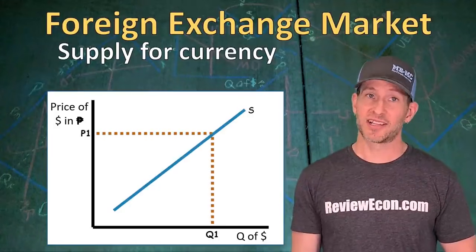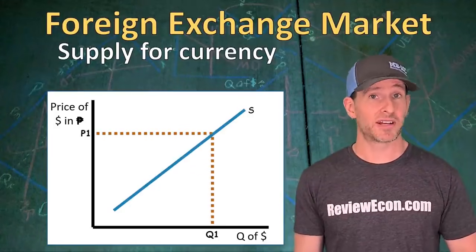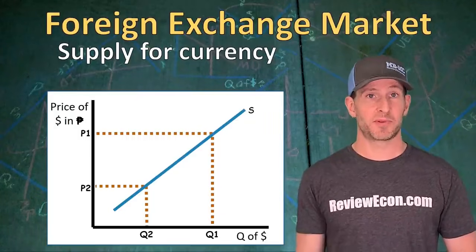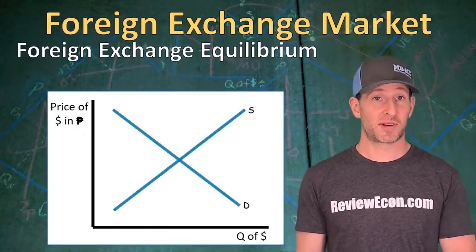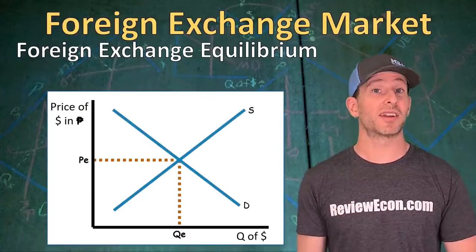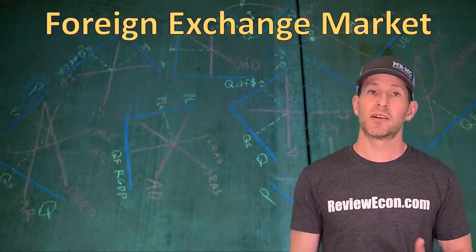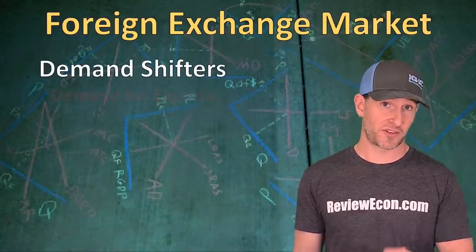At high exchange rates, people supply a high quantity of US dollars, and at low exchange rates, people supply a low quantity of US dollars. Put the two curves together on the graph and we have our equilibrium exchange rate and our equilibrium quantity of dollars. Here are the demand shifters in the foreign exchange market for US dollars.